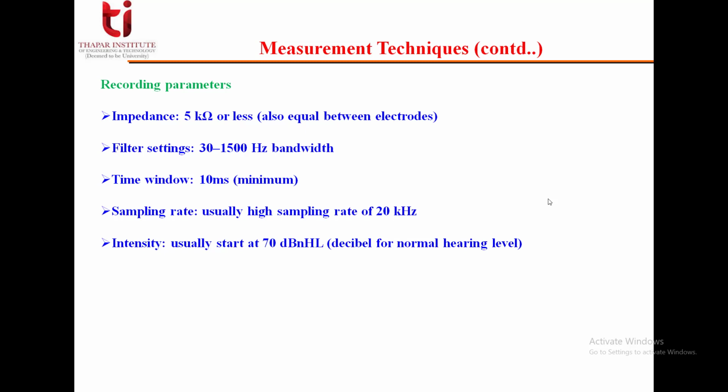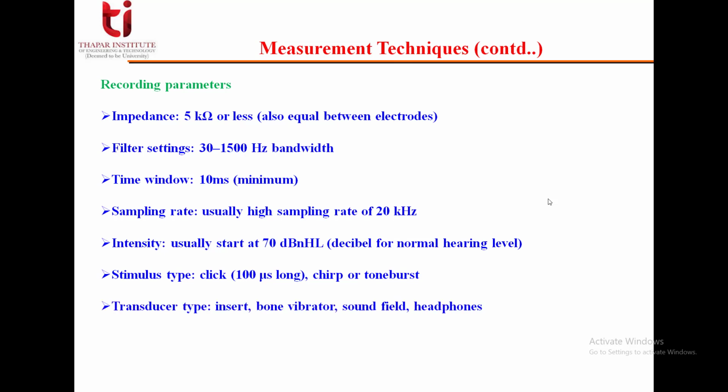The intensity usually starts at 70 decibel for normal hearing level. The stimulus can be a click, which is approximately 100 microseconds long. It can be a chirp type of signal, or it can be a tone burst. The transducer type can be insert, a bone vibrator, a sound field or headphones.